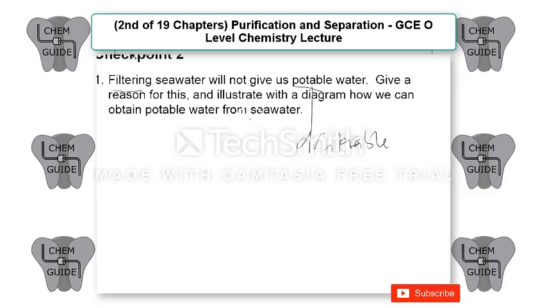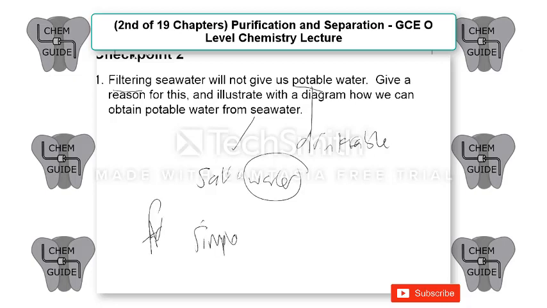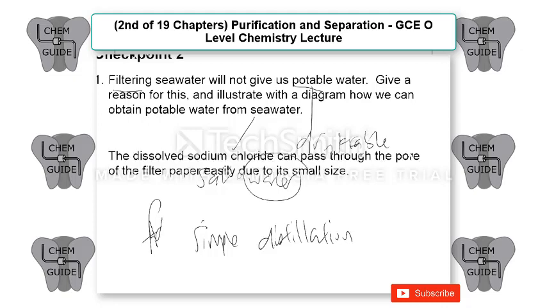We identify that this is actually salt plus water, and we want to get the water, so we have to draw a simple distillation setup. So you can follow the simple distillation setup that is shown earlier in the video. Right? So we can't filter. Why? Because the salt particle, sodium chloride, will just simply pass through the pores of the filter paper.